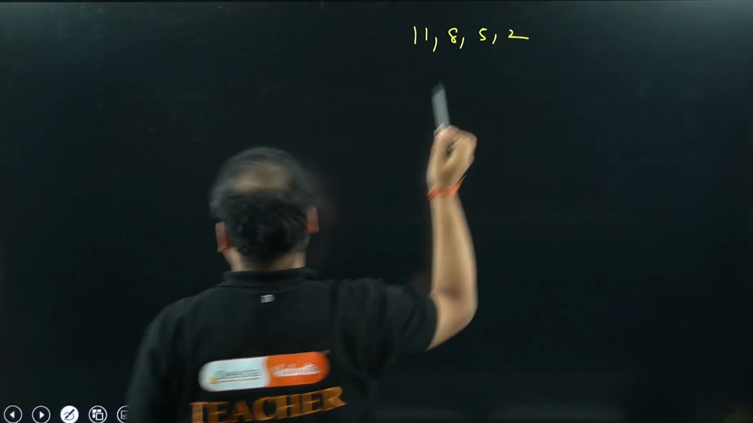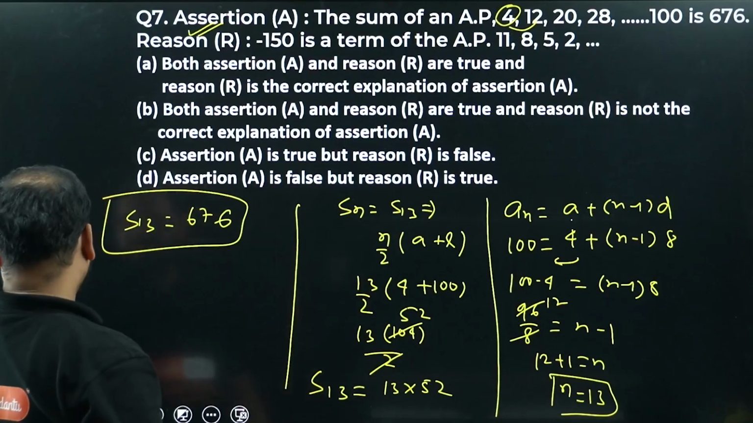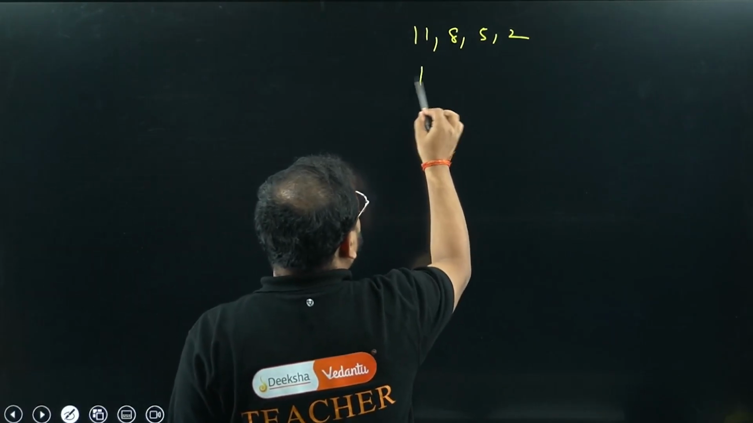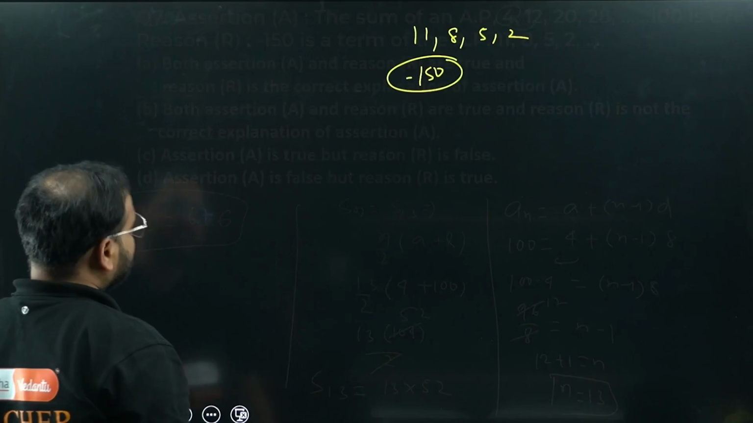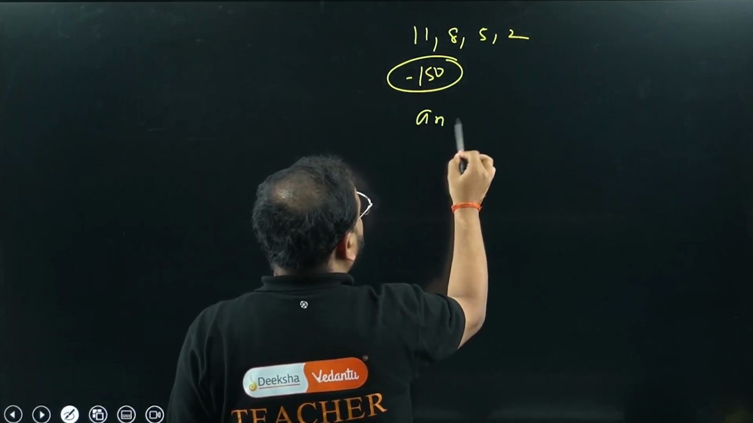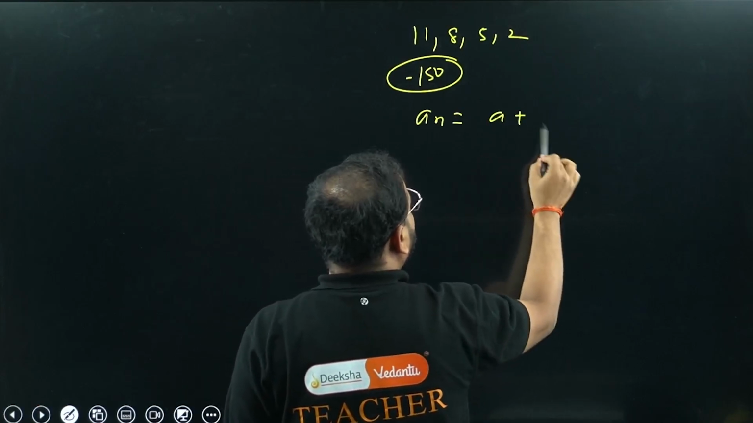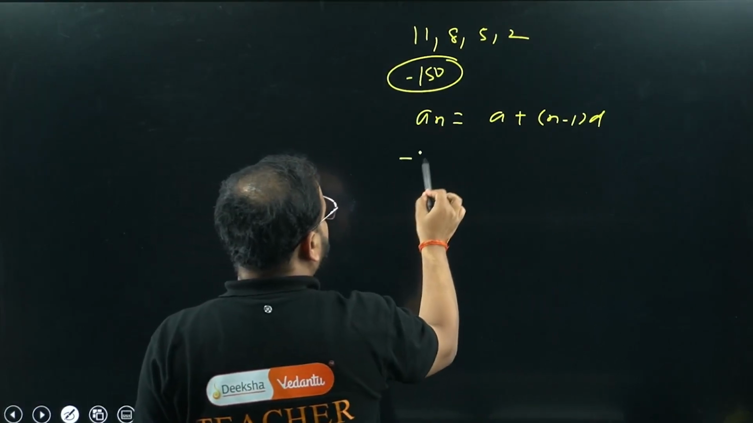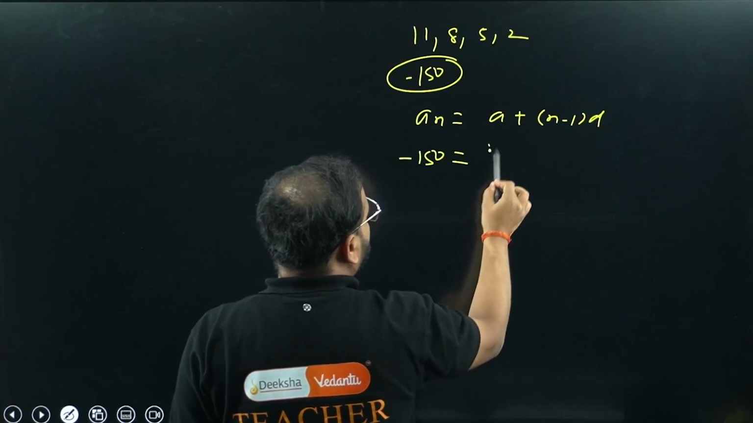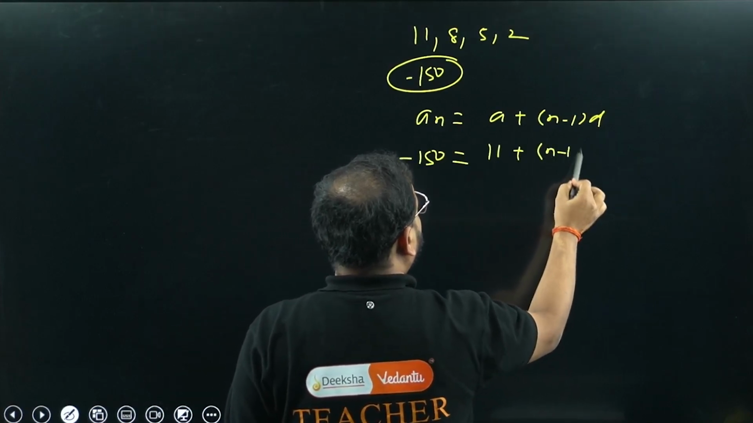11, 8, 5 is the AP given. They're saying that one of the terms is minus 150. Please check. Let's just check right here. Formula of an: a plus (n minus 1) times d. If I take an to be minus 150, a is 11, n I don't know, d is what?